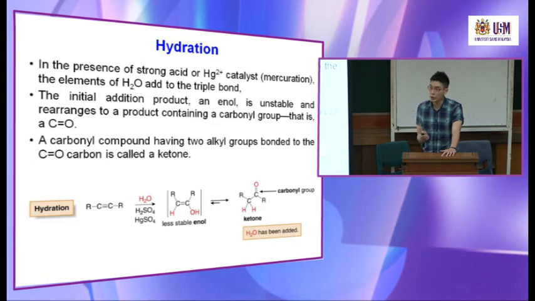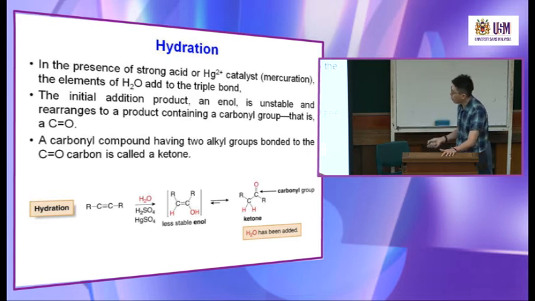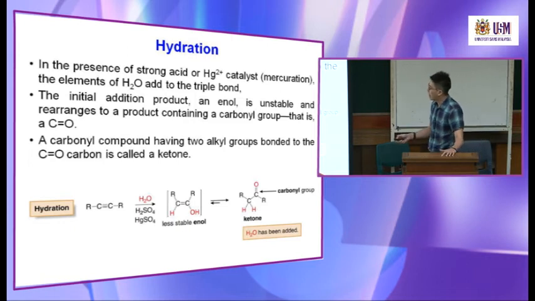Hydration using H2O in the presence of sulfuric acid, or if this is a terminal alkyne, you need to use mercury sulfate. And the first step is the formation of the enol. H and OH, a water molecule, is added into the triple bond to form an intermediate with the double bond and an OH group. This enol is less stable and it will tautomerize to form a ketone or aldehyde, depending on the R group. If the R group is an H, it forms an aldehyde. If the R group is an alkyl group, then it will form a ketone. So this is a new mechanism that you need to learn.